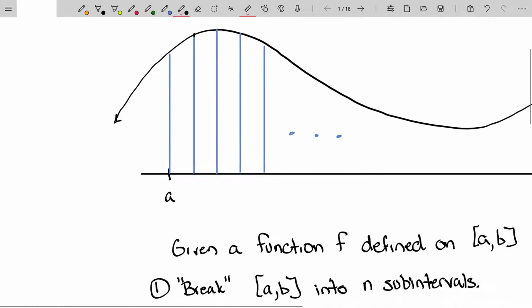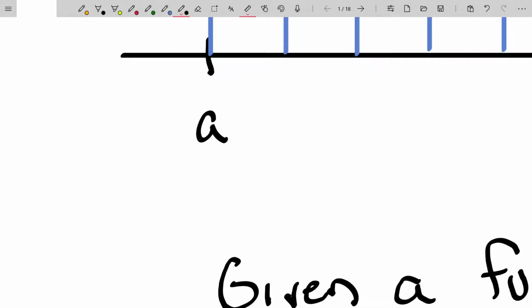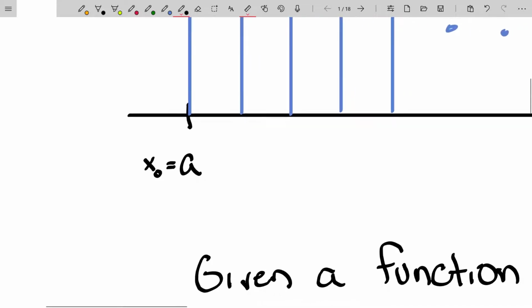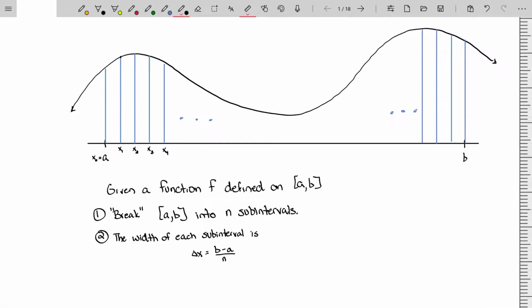So let's label the x values. Tradition is that the first value, a, is titled x sub 0. X naught is what we would call that. The second x value would be x1, and then x2, and x3, and x4, so on and so forth down the line. You will end when you have n slices.